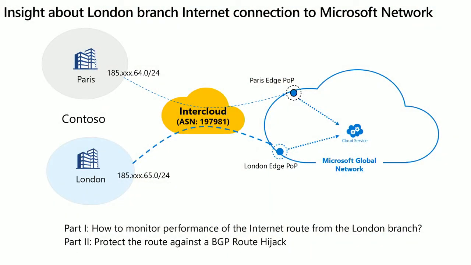Now, the Paris branch has been allocated an IP prefix, a /24, that is attached to that location. And the London branch also has a prefix attached to it. A few acronyms here. ASN, if you're not familiar, is the unique identifier for that network. BGP is the protocol used to route packets across networks.